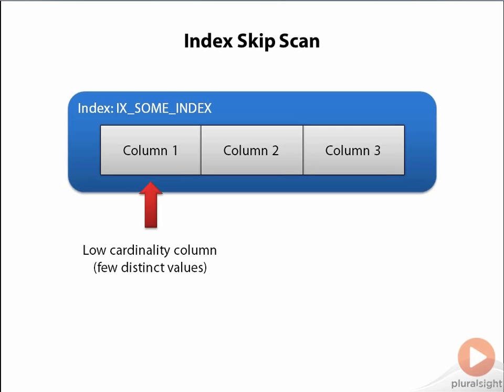The key to this is the number of distinct values in the first column of the index. If there are a few dozen or less distinct values, then there is a stronger chance that Oracle will be able to perform a skip scan operation. For columns that have a larger number of distinct values, a skip scan operation won't make sense.